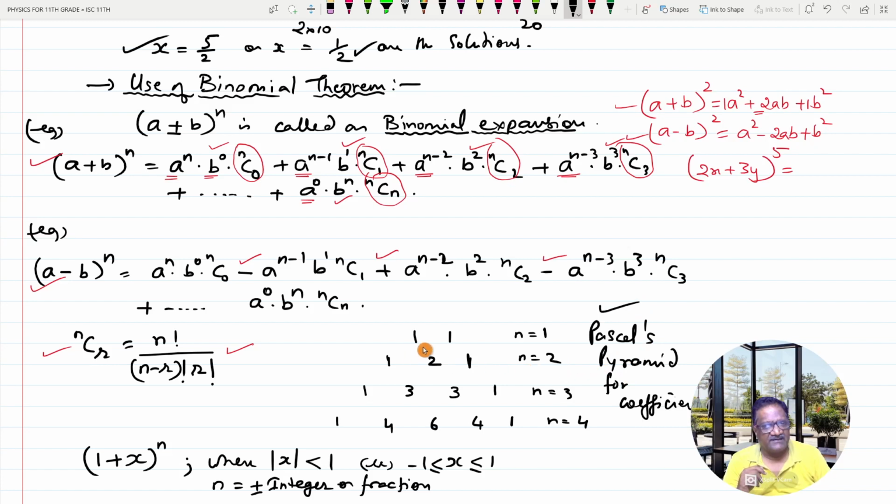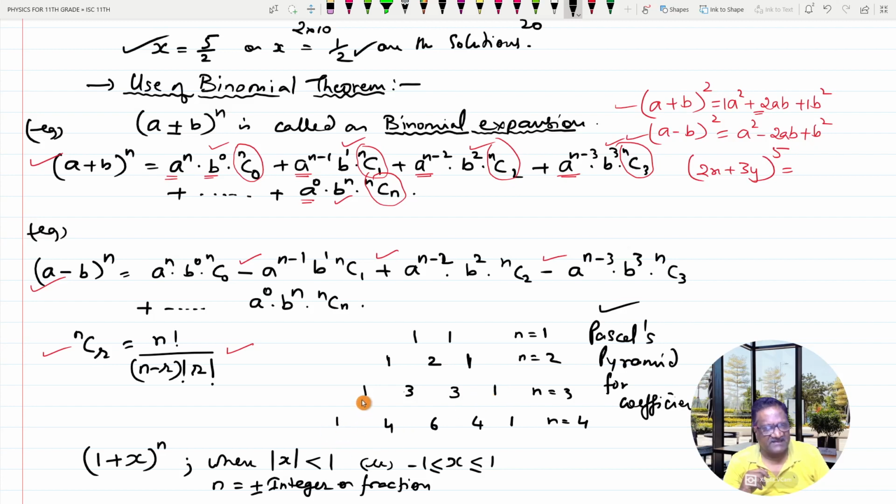Okay. Here you have to make a pyramid like this. 1, 1 you have to write here. Then you have to write 1 and 1 over here. And between these 1s you have to write 1 plus 1, 2. Okay. So 1, 2, 1. Then again you have to start with 1. 1 plus 2 is 3. 2 plus 1 is 3, and then 1.